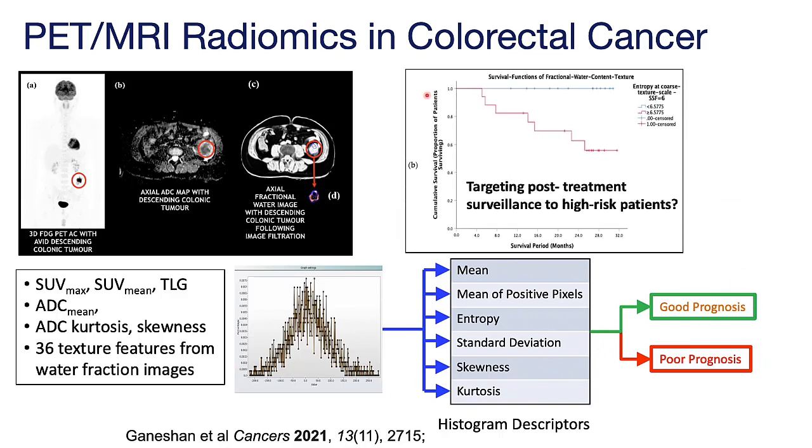And it was found that there was a group of patients identified using water texture that had no deaths in a period of 32 months, compared to a higher risk group of patients where the deaths occurred. So you could argue that these patients need not undergo surveillance, and you should concentrate the resources of surveillance on the patients who are most likely to end up with recurrence and death.